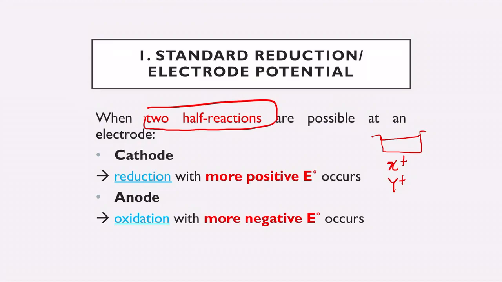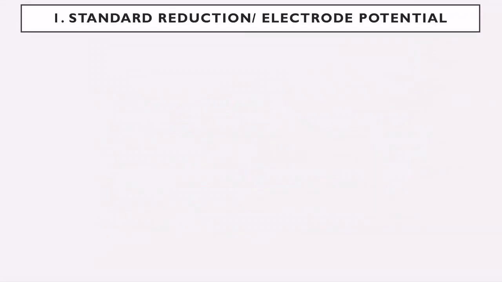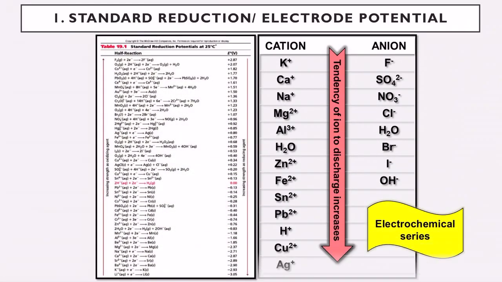Okay, and then macam biasalah, who has the more negative SRP, which anion, it will be oxidized at your anode. Okay, alright, so let's see, this is your standard reduction potential table.